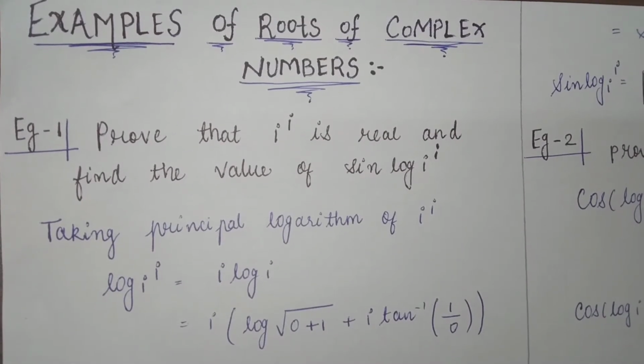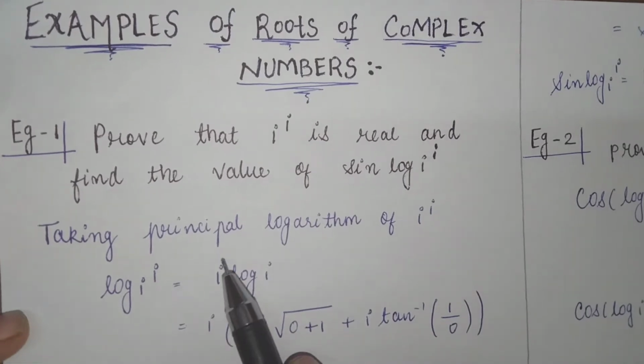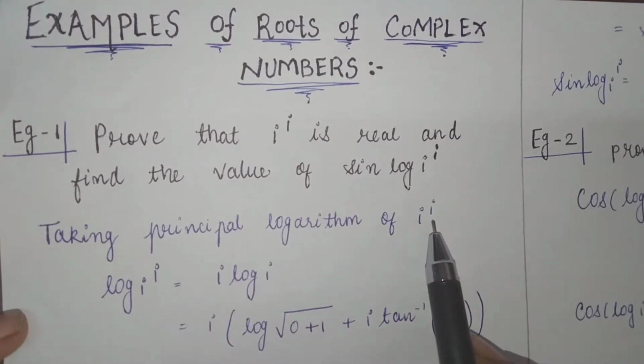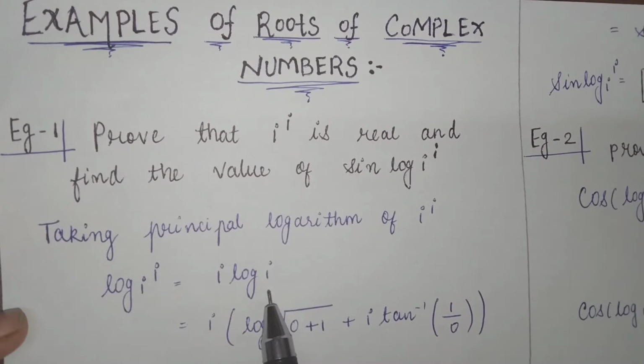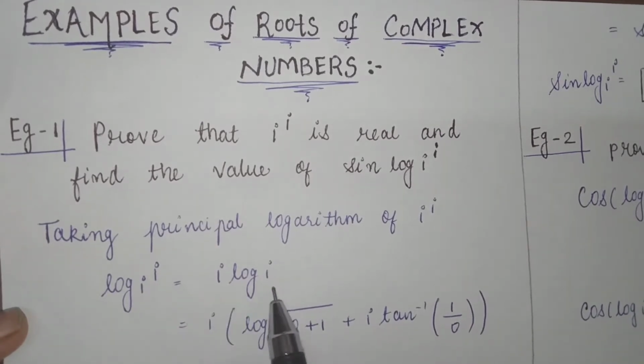Hello everyone. So today we will continue with the examples of roots of complex numbers. Example 1. Prove that i raised to i is real and find the value of sin of log i raised to i. Now as we did in the previous lecture, we know that the principal logarithm of i raised to i is i log i. Okay, we can write log i raised to i equal to i log i.